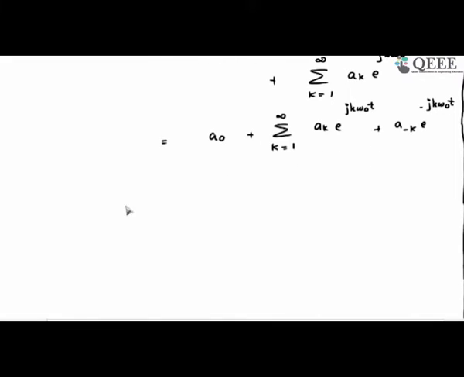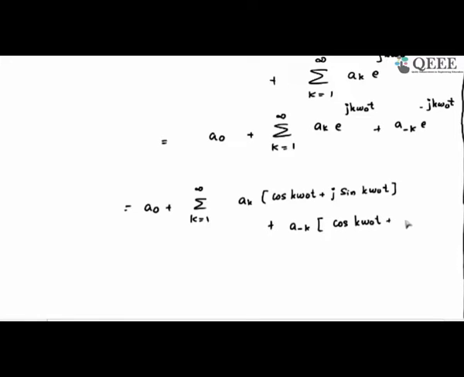So now this is a naught plus sigma k equal to 1 to infinity of a k into cos k omega naught t plus j sin k omega naught t, plus a minus k times cos k omega naught t minus j sin k omega naught t.